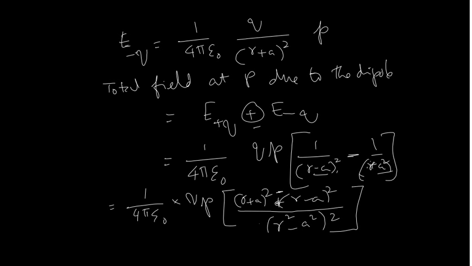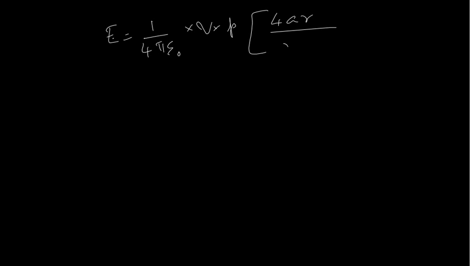So this is a plus b whole squared minus a minus b whole squared. When you actually simplify, this part becomes this part, right? This becomes 4ar. That part is what I am simplifying and writing on the next page. So E equal to 1 by 4 pi epsilon naught into Q into P within the bracket. Now you get 4ar divided by r square minus a squared whole squared.